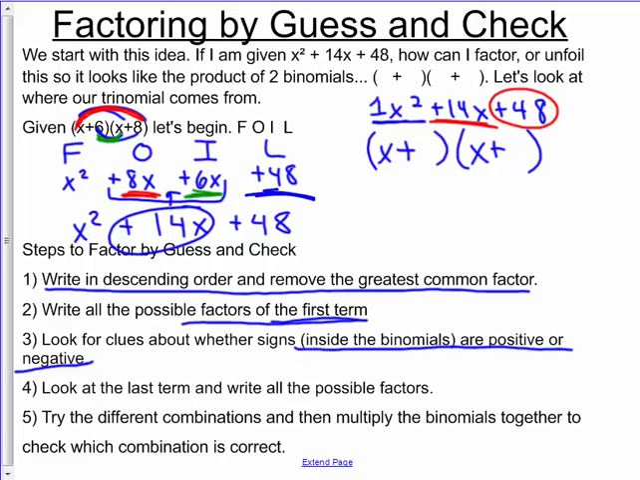So now I'm going to look at the last term and write all the possible factors of 48. What things multiply together to give you 48? That's going to be 1 and 48, 2 and 24, 3 and 16, 4 and 12, and 6 and 8.